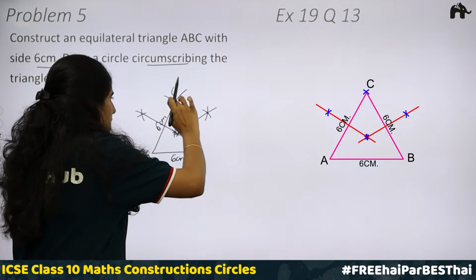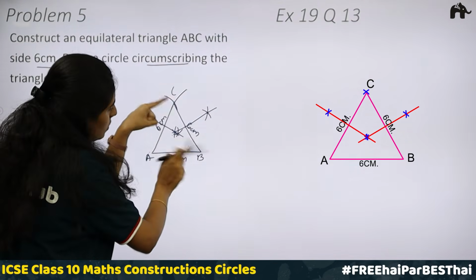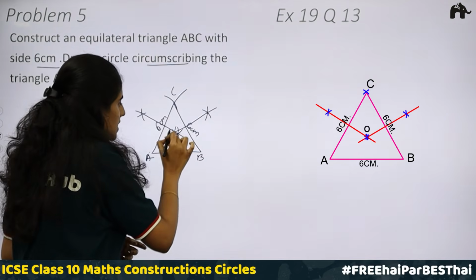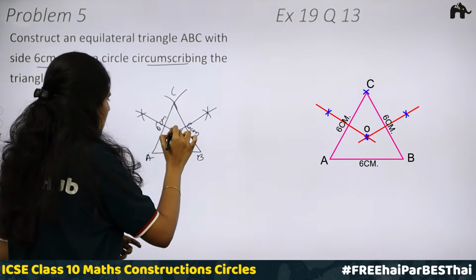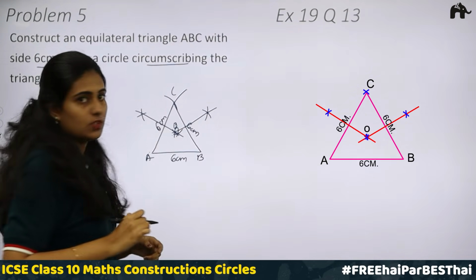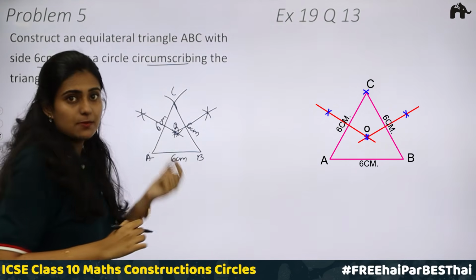Now, the perpendicular bisector of AC and the perpendicular bisector of BC meet at a point. This point we will take as O. O is the center, which is the circumcenter.